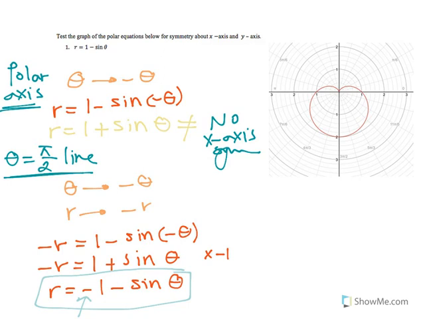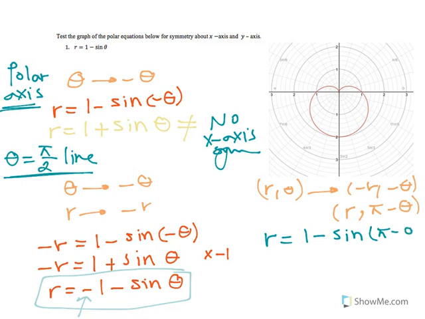And as we know, we have another test for the line pi over 2, which is not to replace r and theta by minus r and minus theta. The other test is to keep r positive and replace theta by pi minus theta. So let's try this one and see if it's going to be conclusive or not. So I'm going to replace r by r and theta by pi minus theta. It's going to be r equals 1 minus sine of pi minus theta.